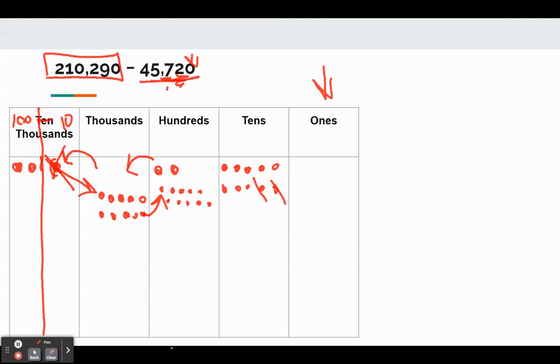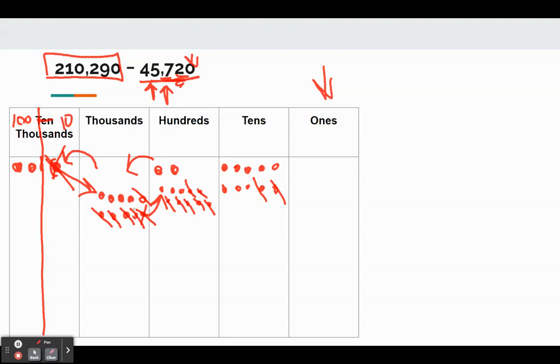Now I can go back to my 700s and take away 700. So let's do that now. 1, 2, 3, 4, 5, 6, 7. Okay, now we need to take our 5,000. So let's go ahead and take away 5,000. 1, 2, 3, 4, 5.